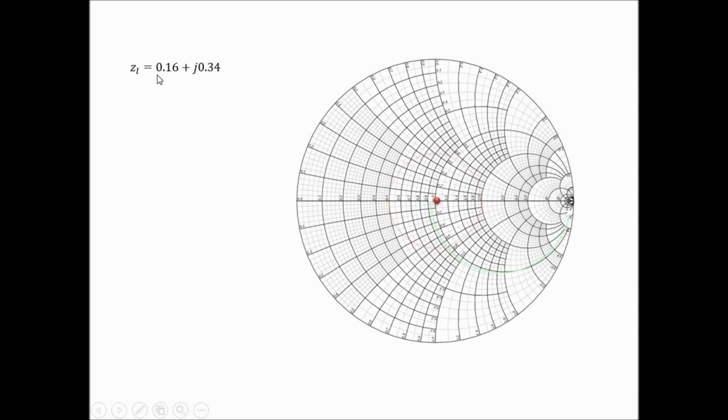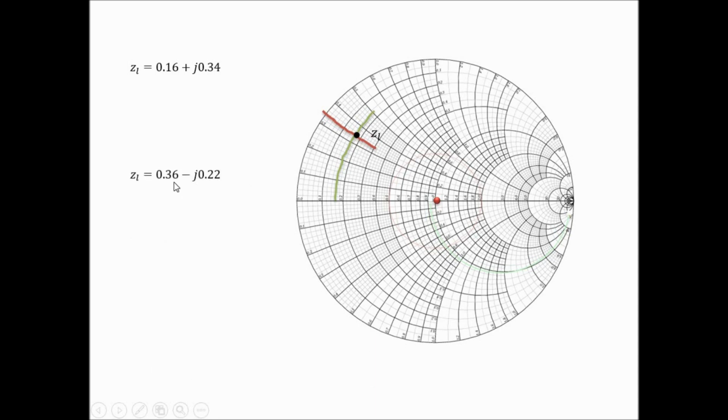This is the center of the Smith chart, and from this center we have to find 0.16 and 0.34. So the real value is 0.16. You can see this is 0.1, 0.2. So 0.16 is this line. Now you have to see 0.34. So this is 0.1, 0.2, 0.3 and this 0.4. So 0.34 will go onto this line. Now you see both lines intersect at this point. So this will be my ZL point.